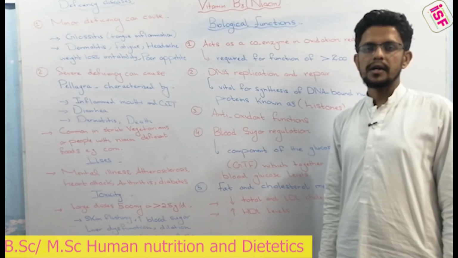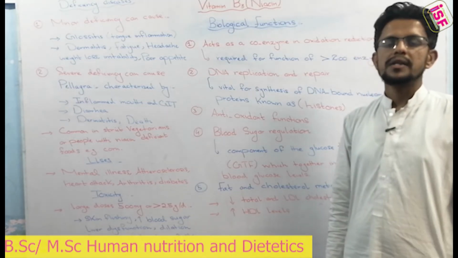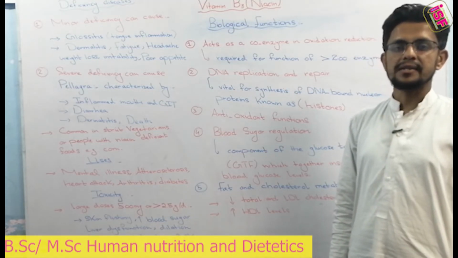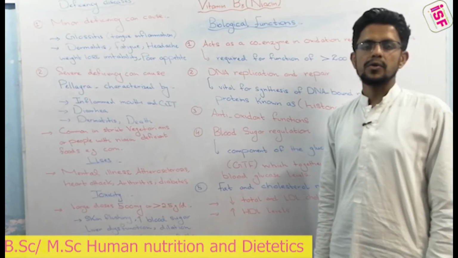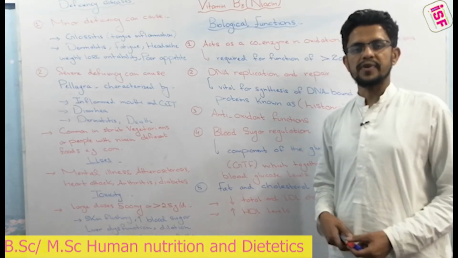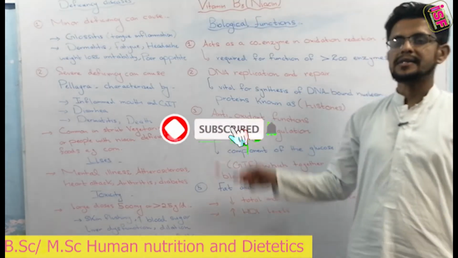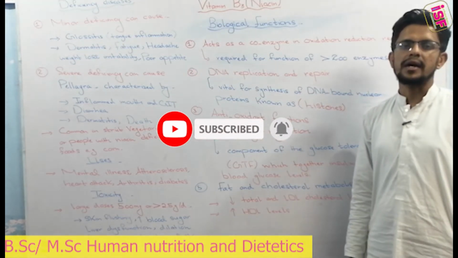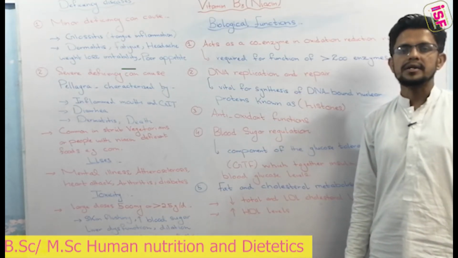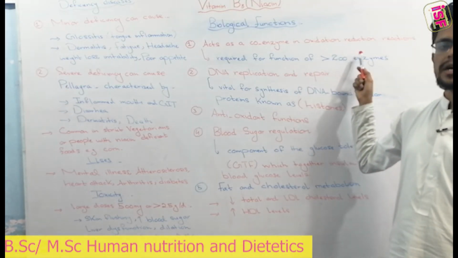Like vitamin B1 and vitamin B2, vitamin B3 has very important biological functions. The first and most important function of vitamin B3 is that it acts as a coenzyme, and as a coenzyme it functions in oxidation reduction reactions.